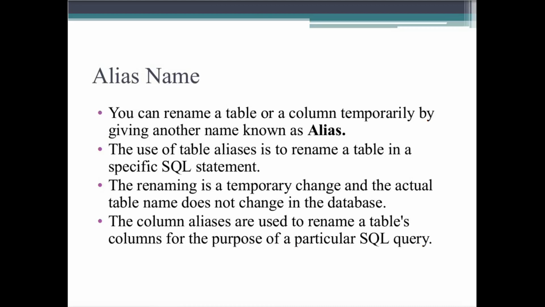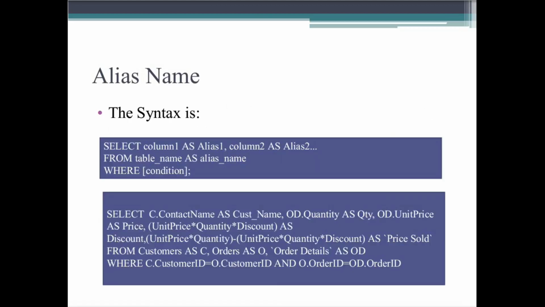The use of a table alias is to rename a table in a specific SQL statement alone. The renaming is a temporary change and the actual table name does not change in the database. Column aliases are used to rename a table's column for the purpose of a particular SQL query. Consider this example. This renaming of tables is useful whenever we are combining more than one table.